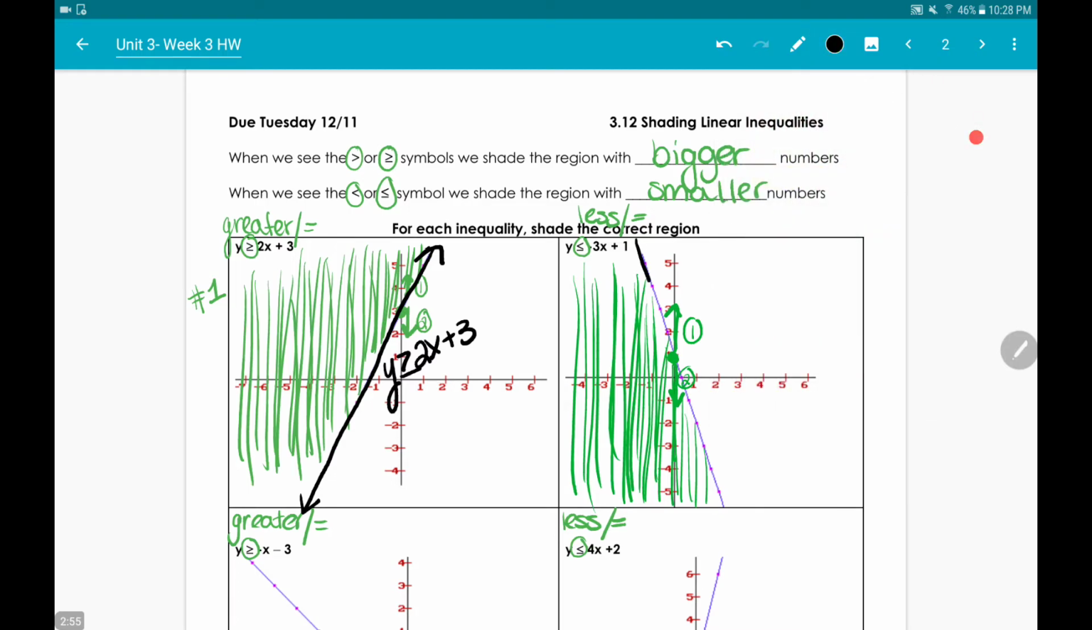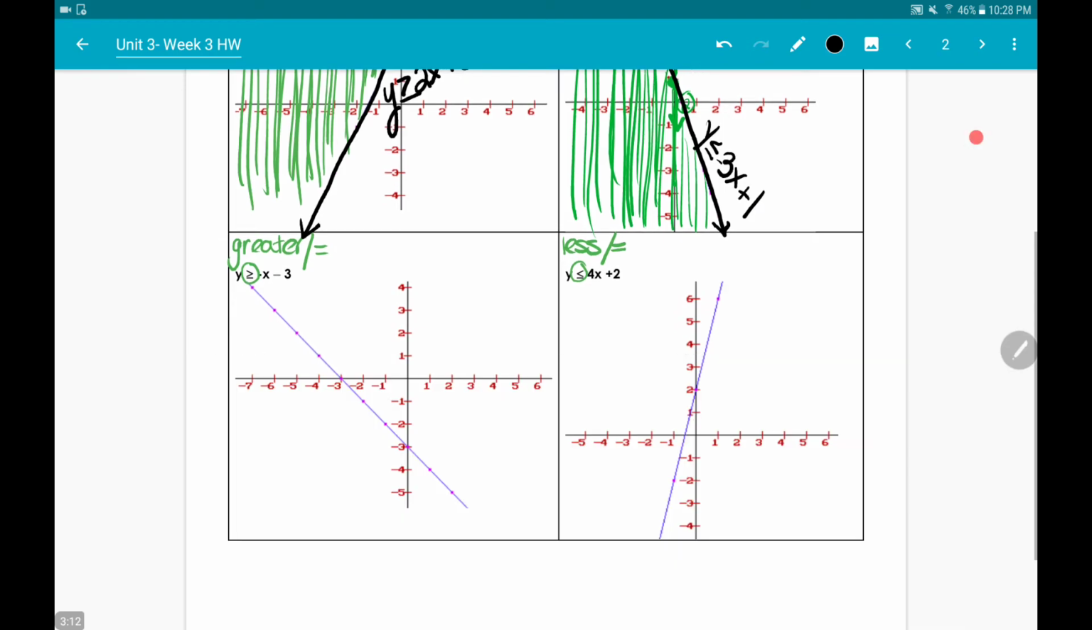Think of this line as where it cuts it. Let's put our arrows, and let's go ahead and label it. This is y less than or equal to negative 3x plus 1. All right, moving right along.